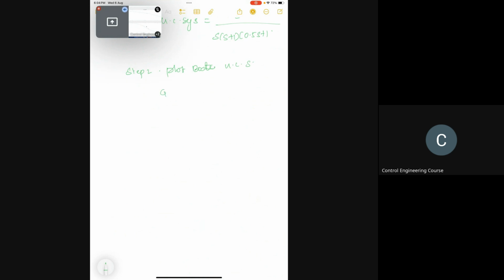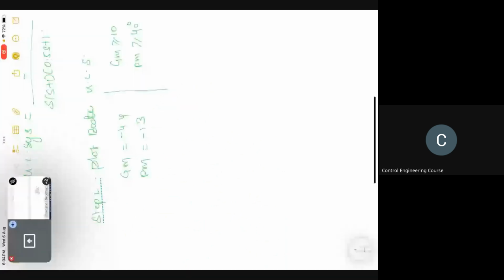We know our gain margin is minus 4.4, phase margin is minus 13. But our requirement is gain margin should be greater than 10, phase margin should be greater than 40. So we have to pull both. First, we are going to try with the lag compensation.